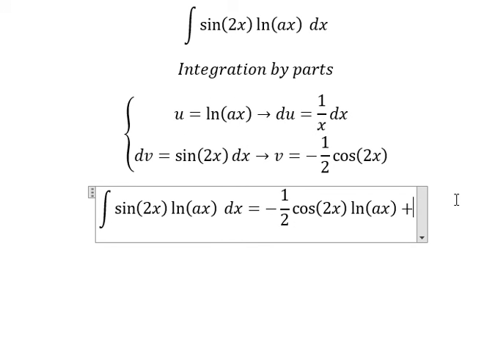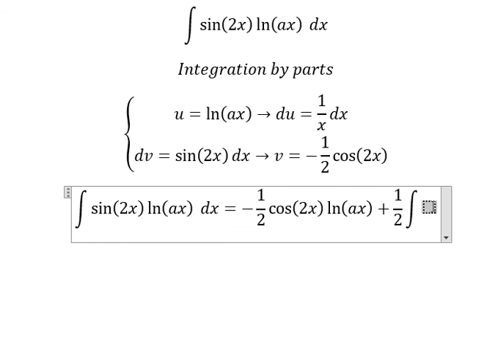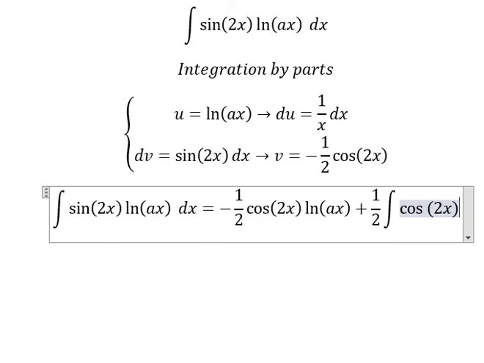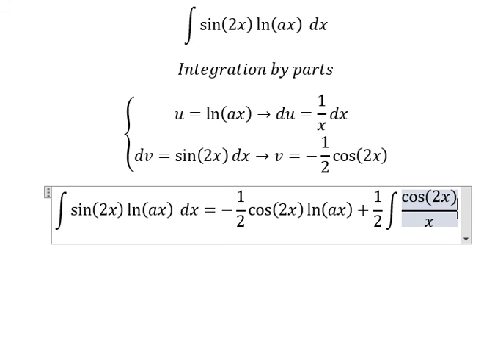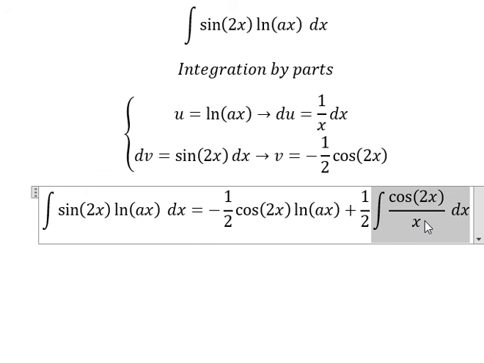So we have positive and we have 1 over 2. And then we have the integration of cosine 2s over s ds. Now I will concentrate on this one.